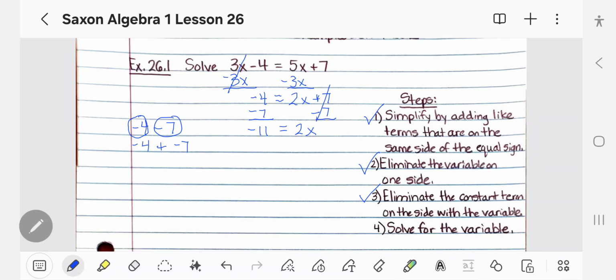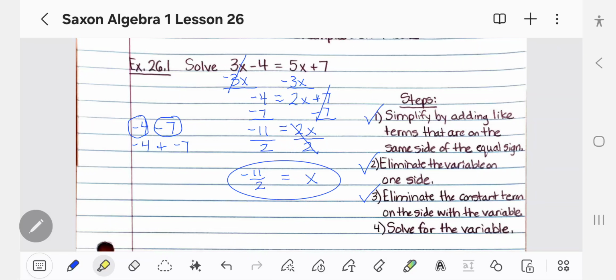Step 4 says solve for the variable, and we know that solve means get the variable by itself. The x here has a 2 in front of it. That means it's being multiplied by the 2. So if I want to get rid of that 2, I'm going to need to divide by it. On both sides, that will cancel out. 2 divided by 2 is just 1x. And our answer is -11 halves, which is -5.5. All of those are equivalent. But for our purposes, it's fine to leave it as an improper fraction.